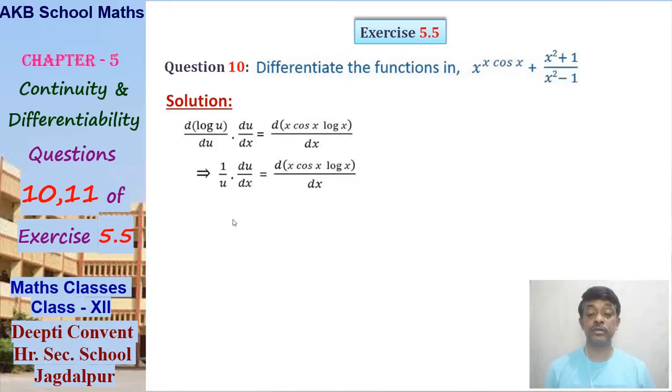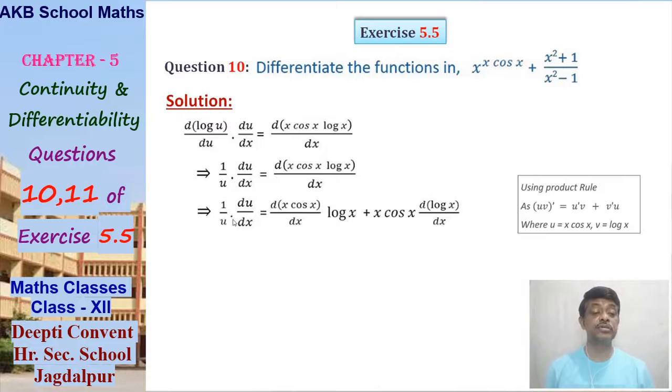Now it is a product of two functions of x: x cos x is the first function, log x the second function. Then we have to differentiate using u v dash plus u dash v, here u is x cos x and v is log x. That's why we are differentiating the right side like this: d of x cos x by dx times log x, that is derivative of the first function times the second function log x, plus the first function times the derivative of the second function. Now d log x by dx means 1 by x, x cancels, leaving cos x. Clear?